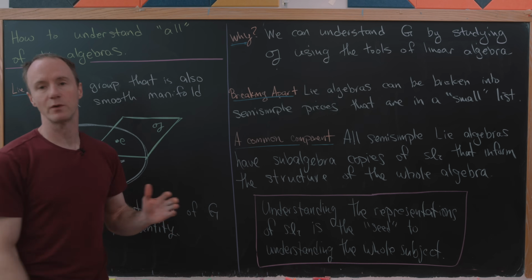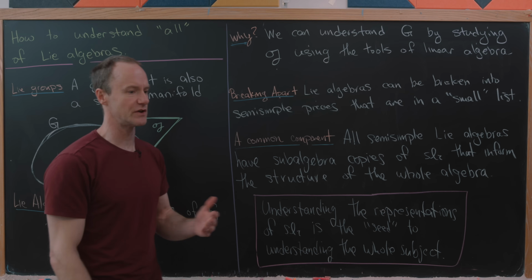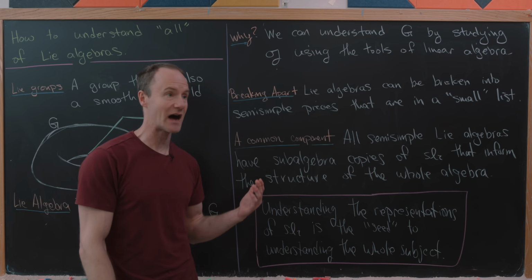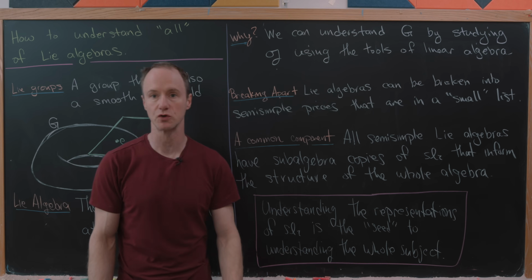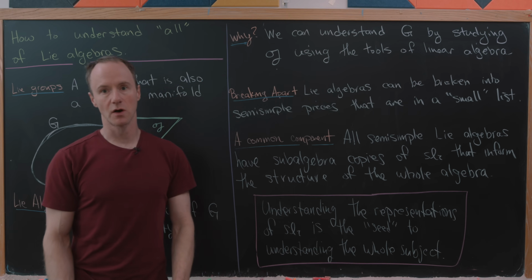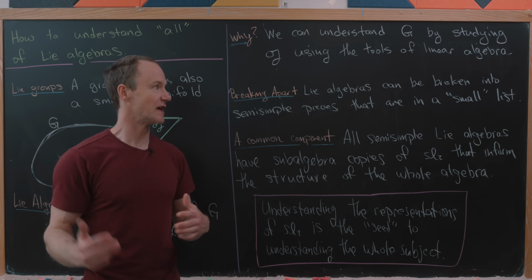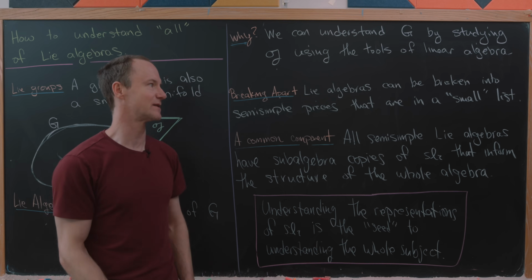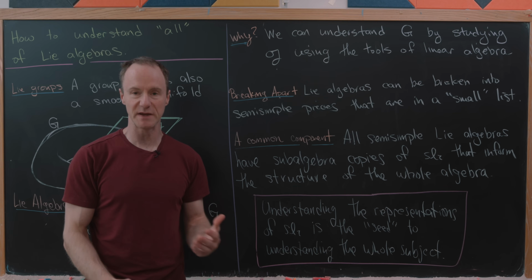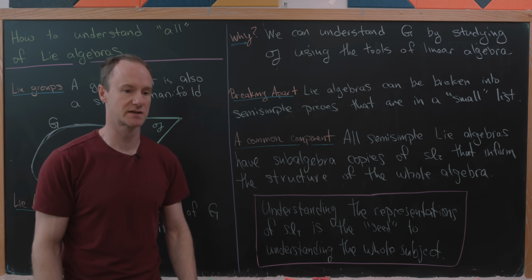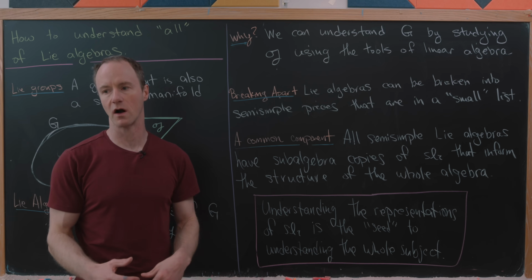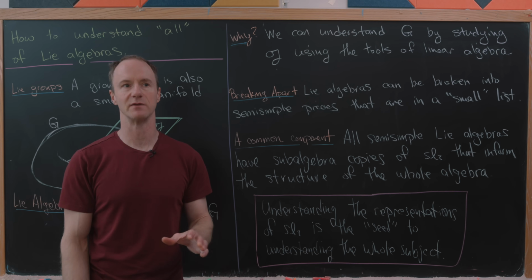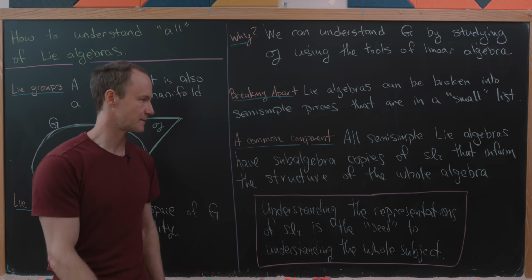Here's a little picture of that going on right here. You might say, why would we want to do that? Well, it turns out that you can understand a lot of what's going on in the Lie group by studying the Lie algebra using the really powerful tools inside of linear algebra. In fact, we can break apart Lie algebras into their so-called semi-simple pieces. And it turns out that those pieces come from a fairly small list. Well, the list is actually infinitely long, but there are only a few families, and every algebra in one of these families behaves very, very similarly.